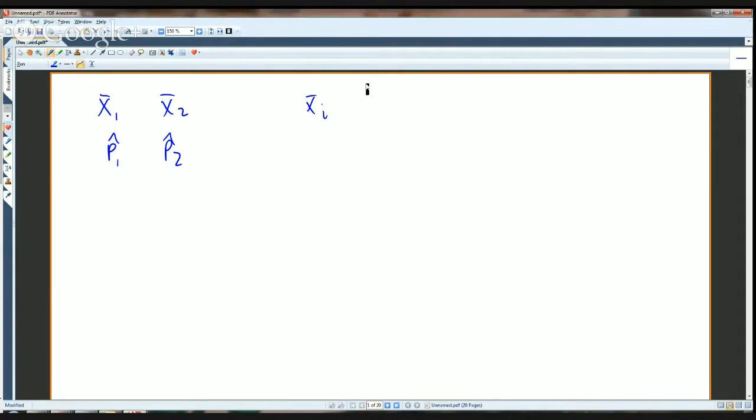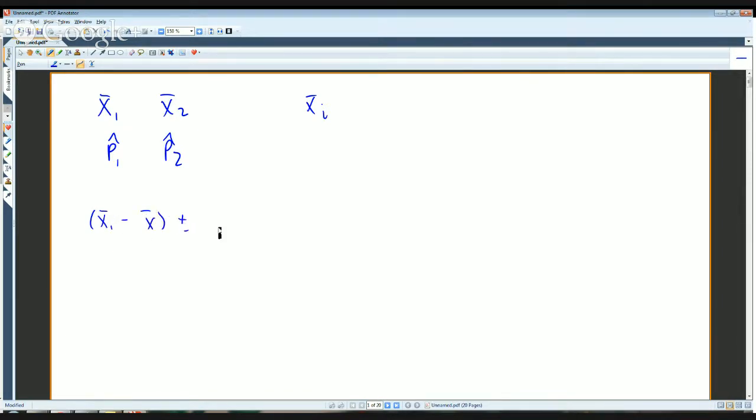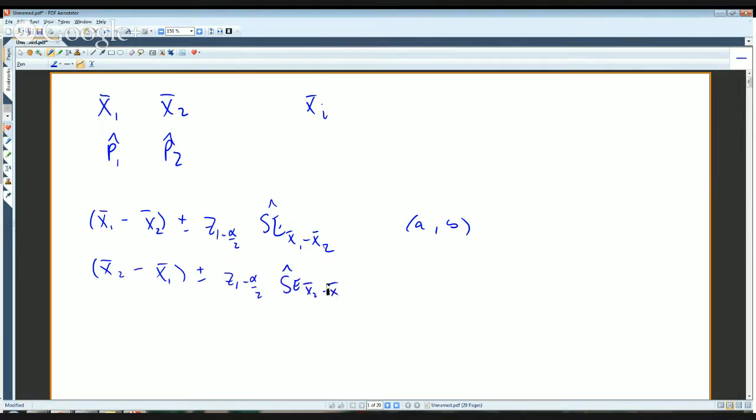Okay. If you form, for example, a confidence interval, x bar 1 minus x bar 2, plus or minus z 1 minus alpha over 2 times the standard error of x bar 1 minus x bar 2, that's a 95% confidence interval, and you'll get, say, A to B. Now suppose you were to form the confidence interval x bar 2 minus x bar 1, plus or minus z 1 minus alpha over 2 times the standard error hat of x bar 2 minus x bar 1. You'll get, of course, the same interval, but now it will be negative B to negative A, where these numbers themselves might be negative, so it's just flipping them.